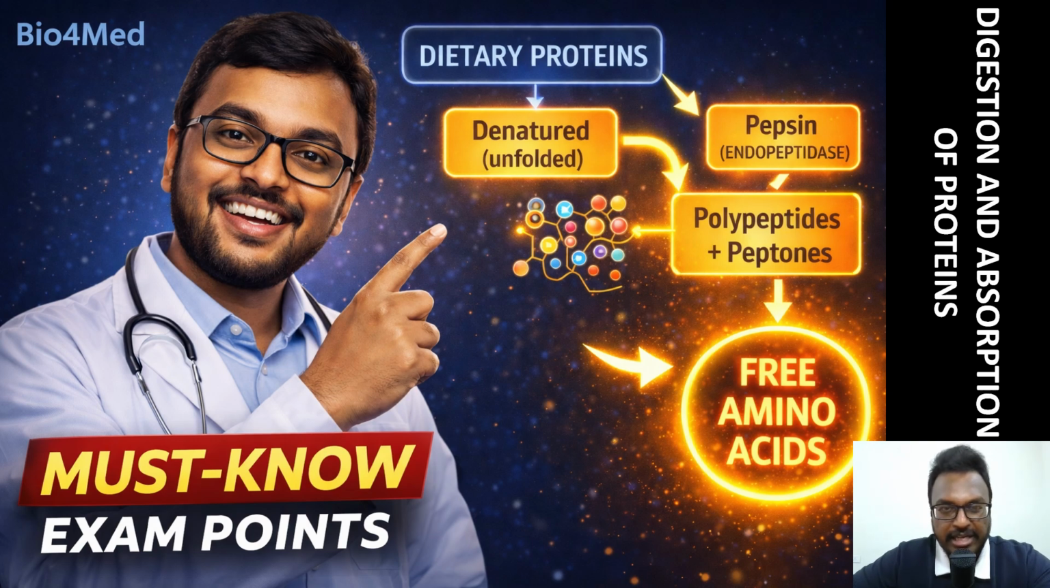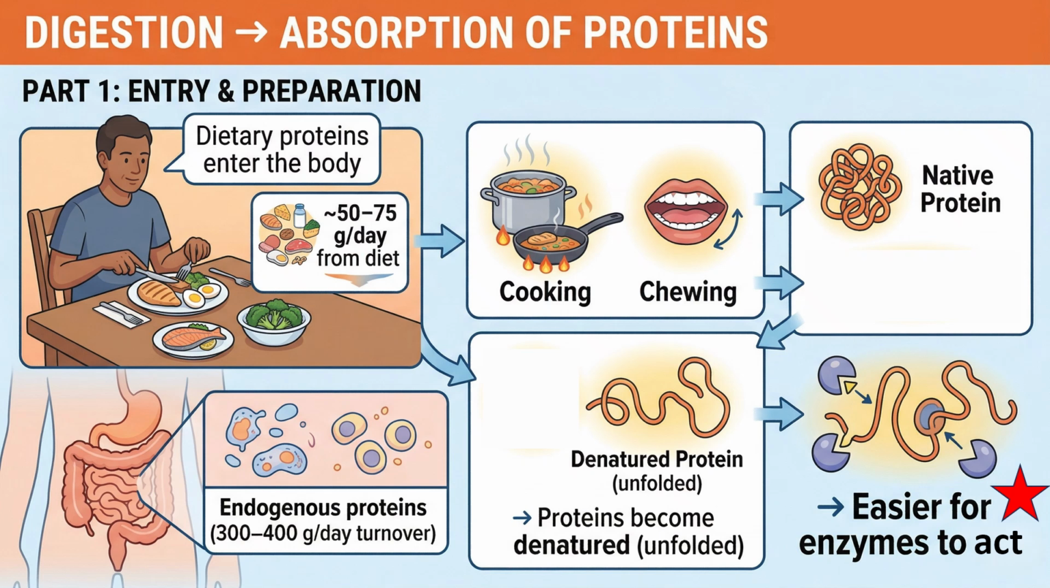Having completed the digestion and absorption of the carbohydrates and the lipids in the previous videos, now let's understand the digestion and absorption of the proteins in this video. Imagine you just had a meal rich in proteins, maybe eggs, chicken, dal, or whatever you like. Usually around 50 to 75 grams of proteins per day from the diet is obtained.